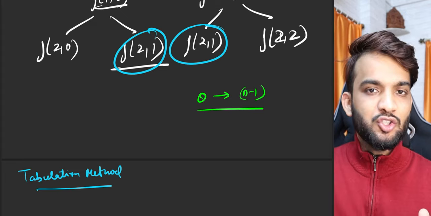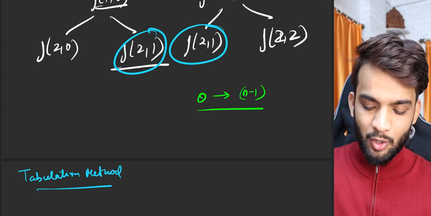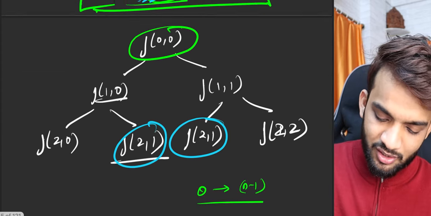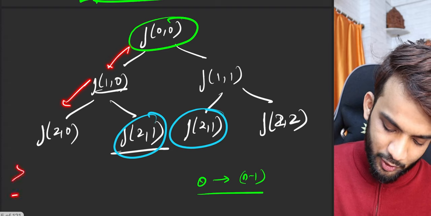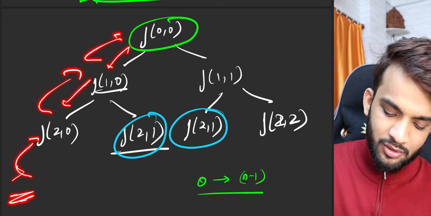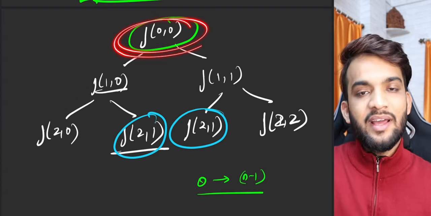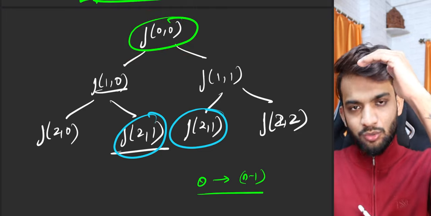Recursion is always top down, because this is where you start. You go down, then you compute the base case, then you re-accommodate to get the final answer. So top down, then you go.